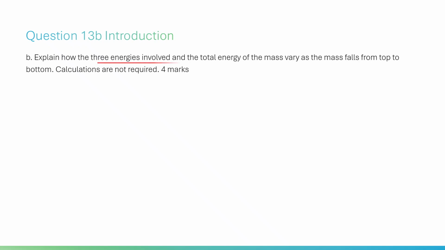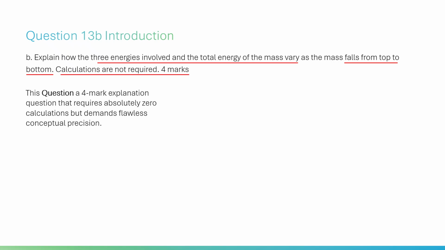Explain how the three energies involved and the total energy of the mass vary as the mass falls from top to bottom. Calculations are not required. 4 marks. This is a 4-mark explanation question that requires absolutely zero calculations, but demands flawless conceptual precision.